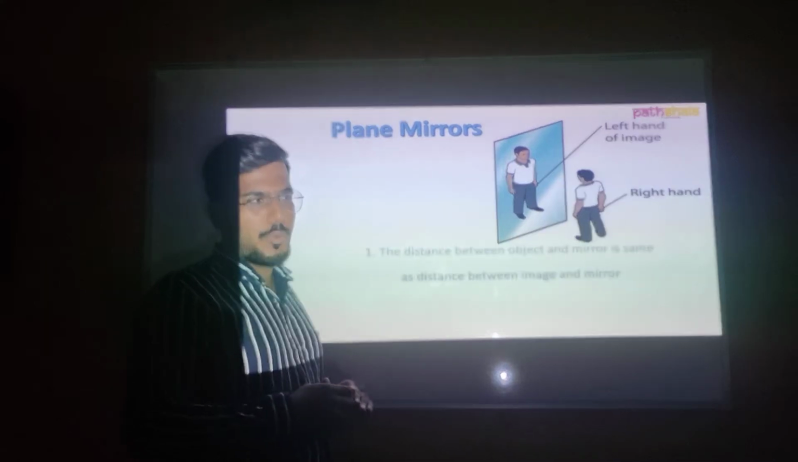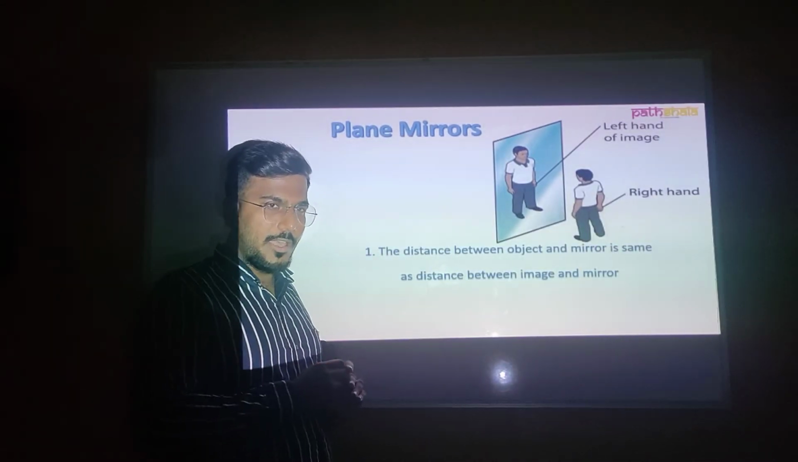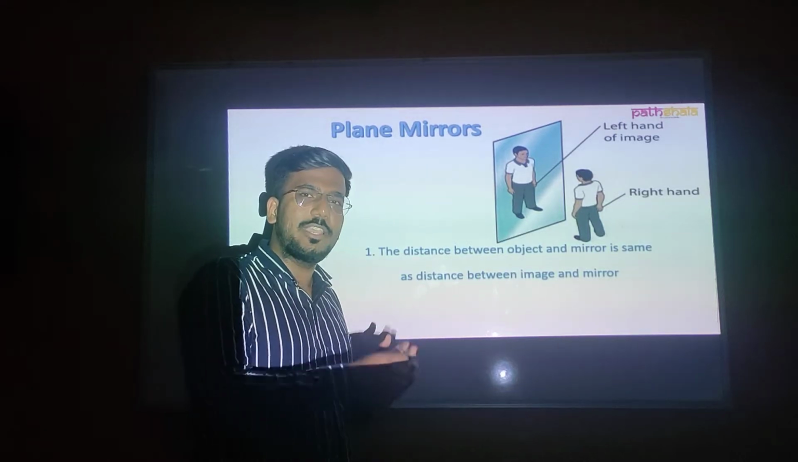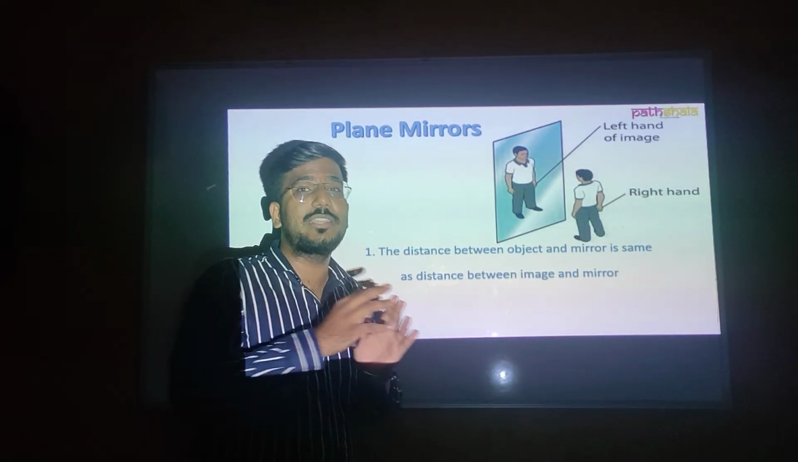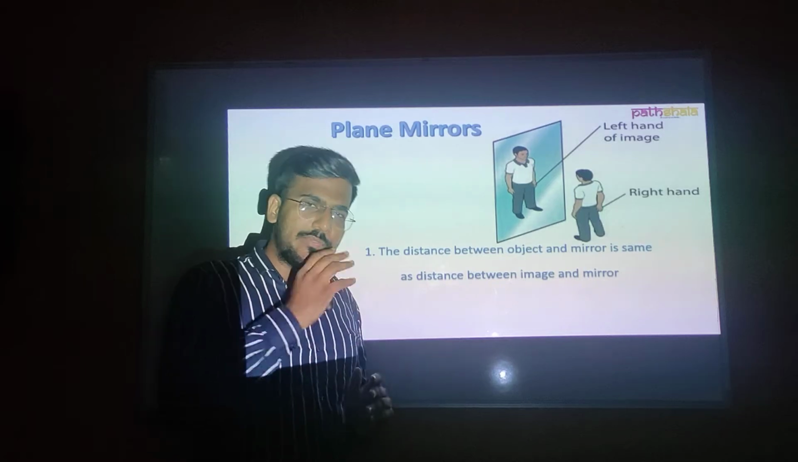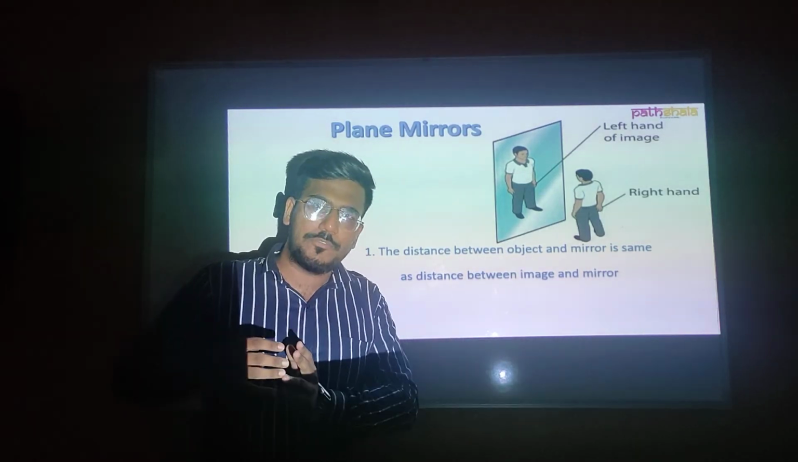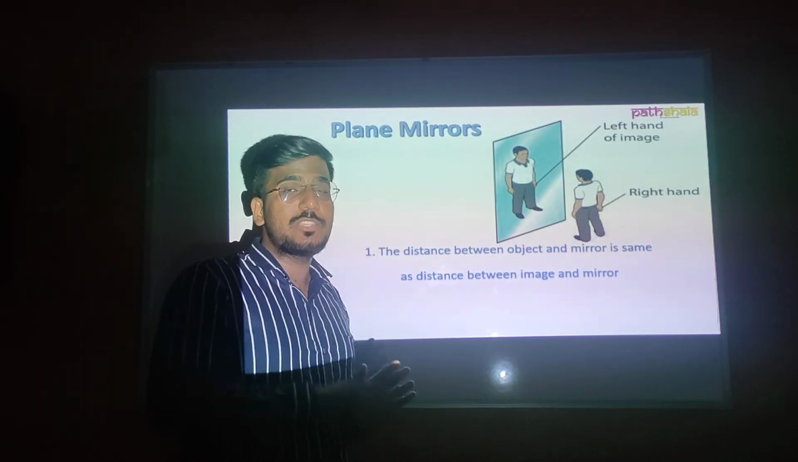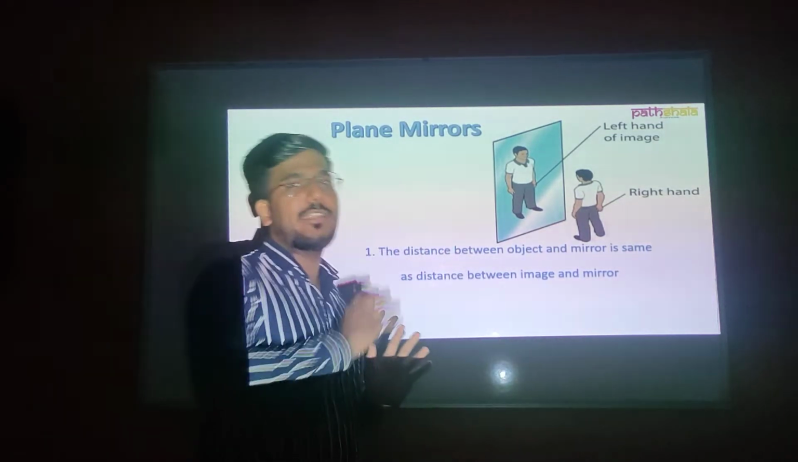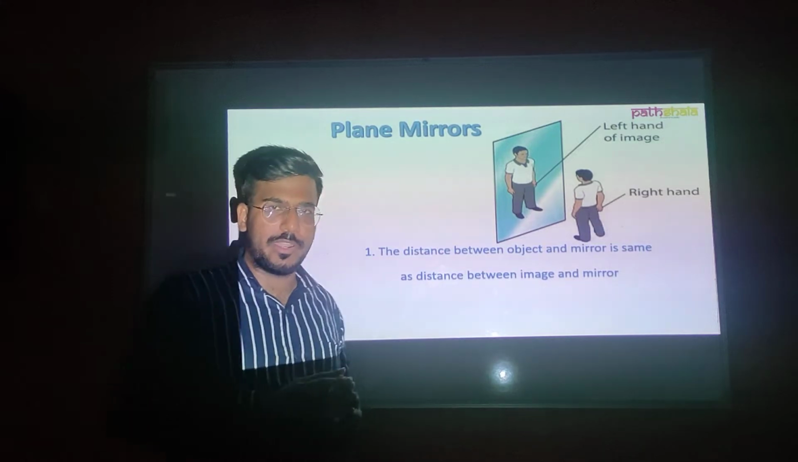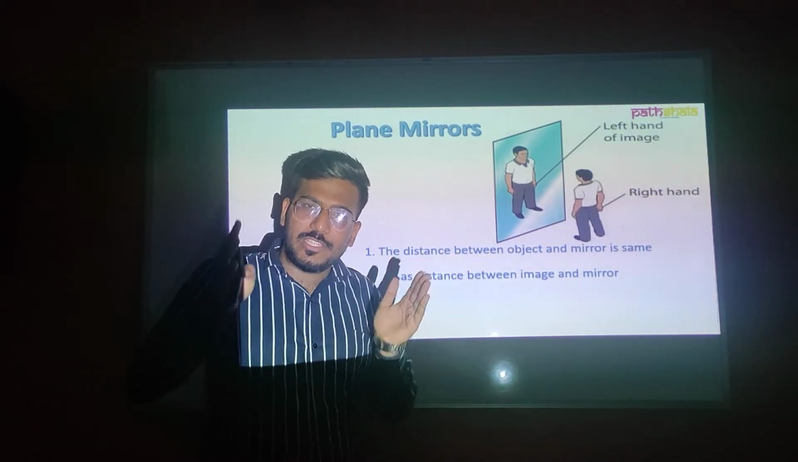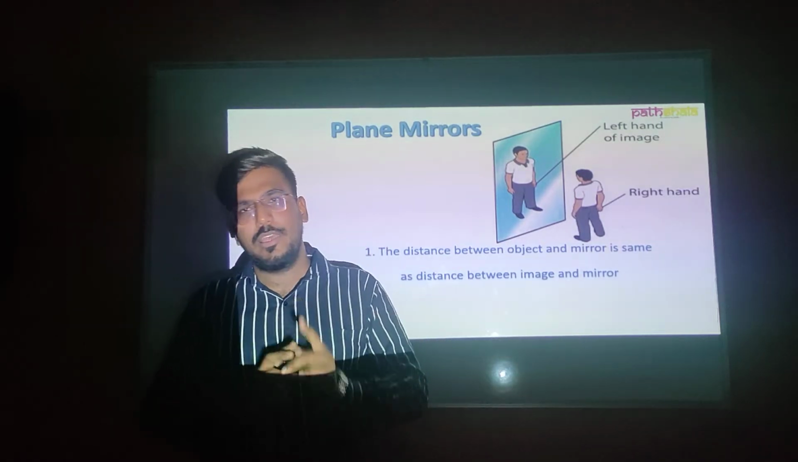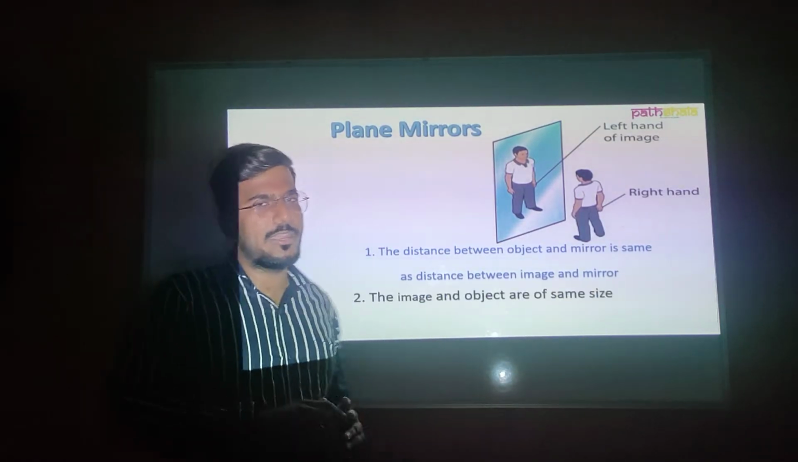Let's begin with the first property. The first property says that the distance between object and mirror is equal to the distance between image and mirror. Means what? If the object is standing at a distance of 20 centimeter from the plane mirror, the image will be formed 20 centimeter behind the plane mirror. That is the first property. Always, the distance between object and mirror will be equal to the distance between image formed and the mirror.